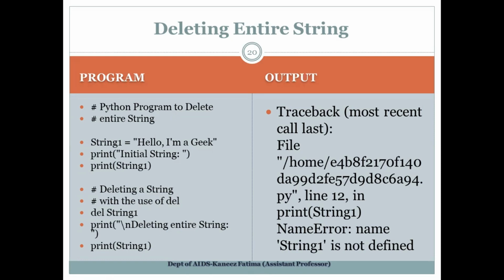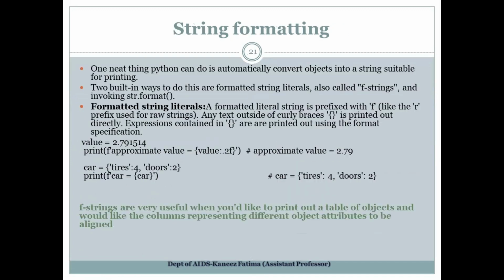Python program to delete an entire string. String1, "Hello, I am G", print initial string, string1. As I said, if I am printing it normally, I will get the normal print statement. But when I'm going for the delete statement, deleting a string, I just go with del string1. So that string will be deleted, and once it is deleted, again it won't get printed. So this is an example for deleting an entire string.